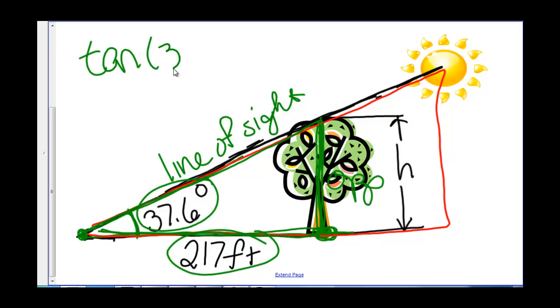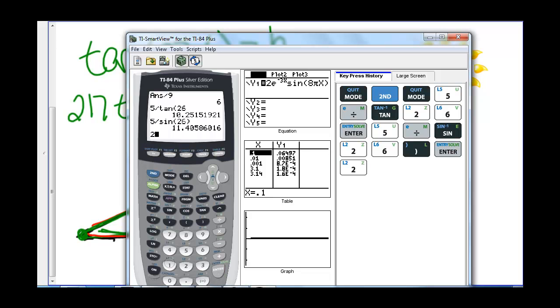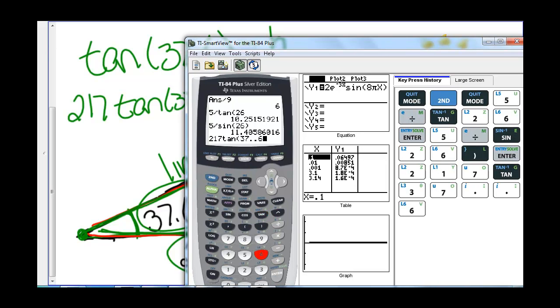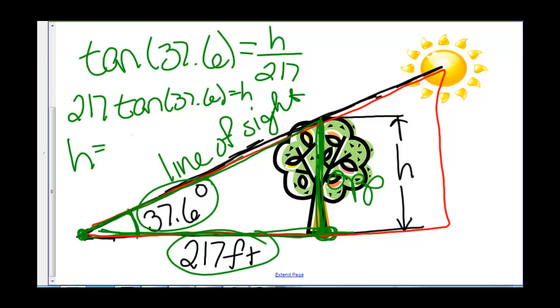So tangent of 37.6 equals, we'll call this the height, over 217. So 217 times tangent of 37.6 equals our height. So 217 times tangent of 37.6. And we get 167.112. So the height is 167.11 feet tall. So that's a pretty tall tree.